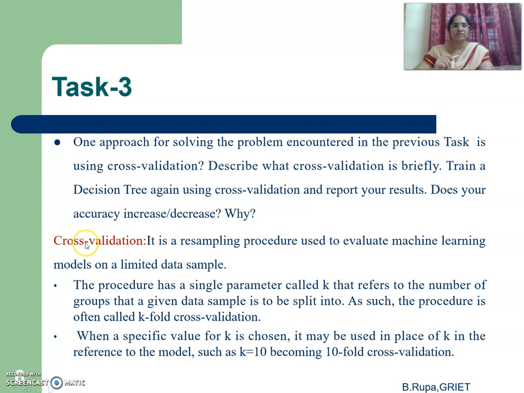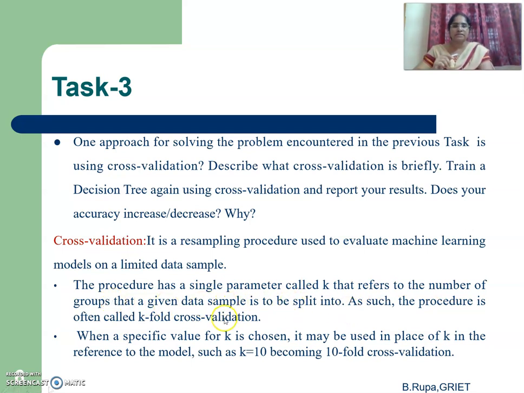First, we will see what is meant by cross-validation. It is a resampling procedure used to evaluate machine learning models on a limited data sample. We have a whole data set available. We can resample that. We need to take some sample of data and we can apply classification. The procedure has a single parameter called k that refers to the number of groups that a given data sample is to be split into.